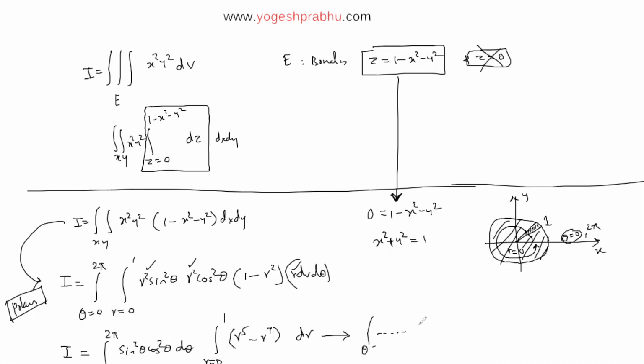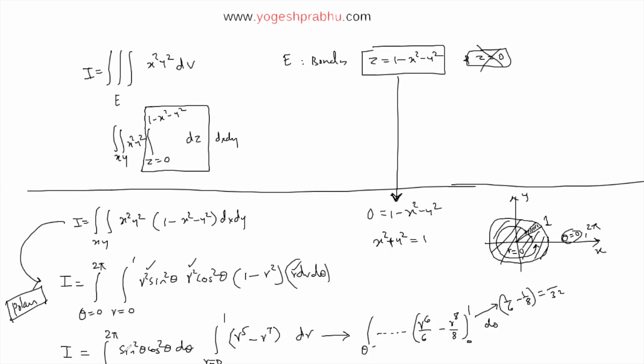Tell me about this. This will become r to the 6 by 6 minus r to the 8 by 8, going from 0 to 1, dr, and I will do d theta later. So it will be 1 over 6 minus 1 over 8. Lower limit is 0. So you'll get this answer with the common denominator.